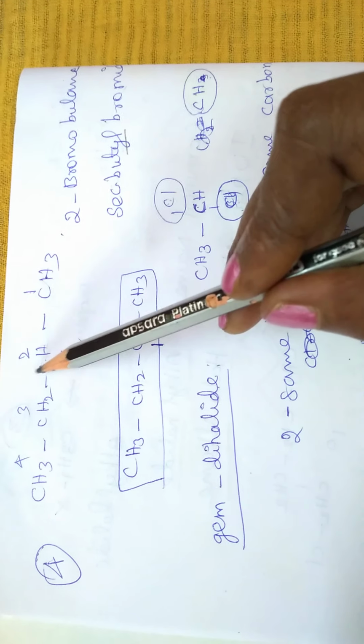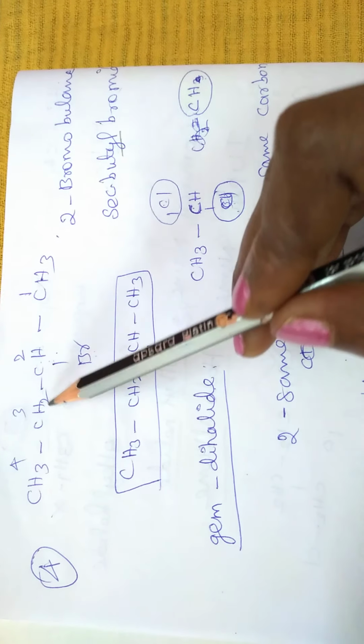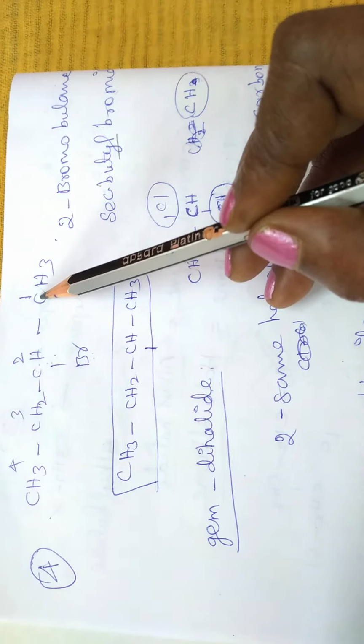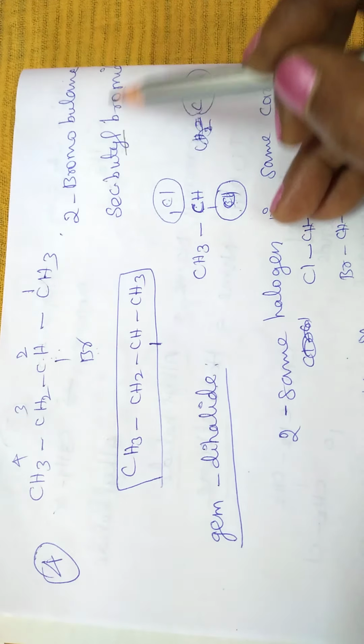And also we can say here, why are we giving secondary? The second carbon, that carbon is attached directly with how many carbon atoms? 2 carbon atoms. This carbon is directly attached with 2 carbon atoms. So we are saying it's a secondary butyl bromide.